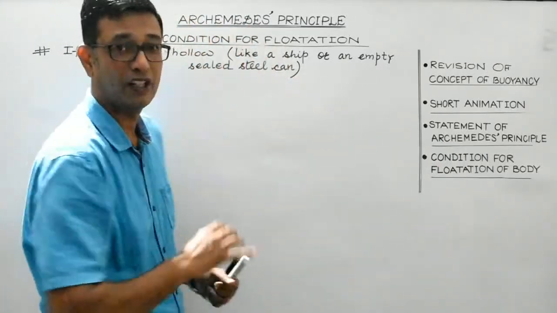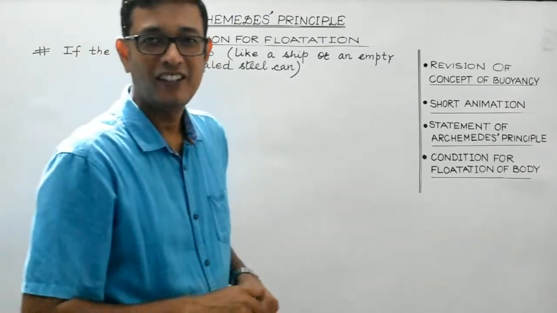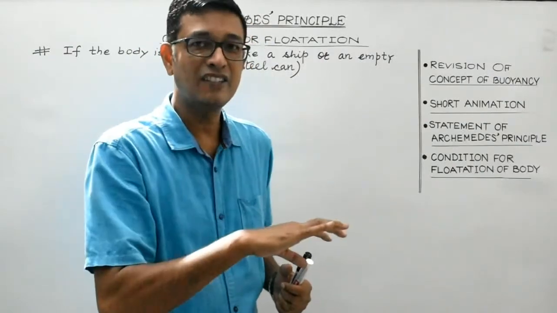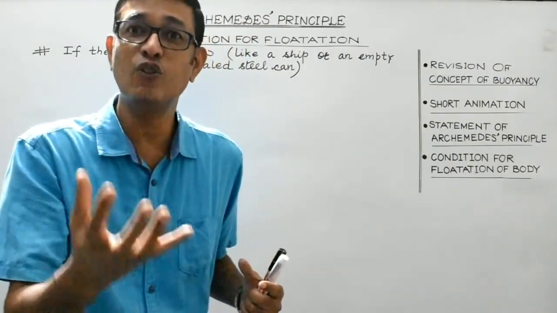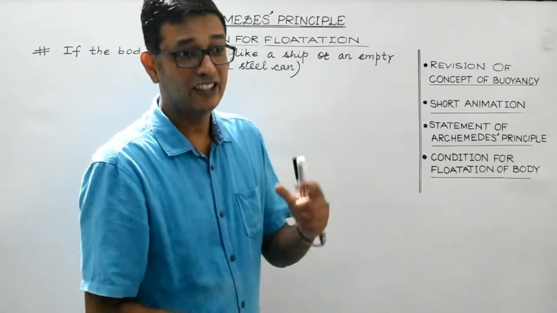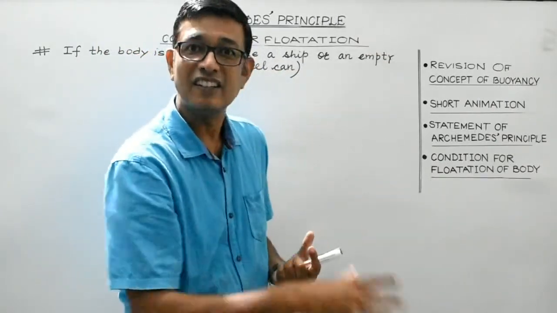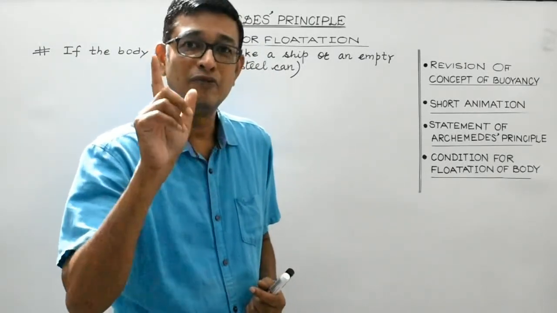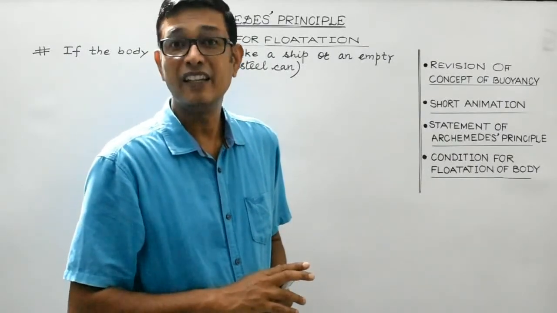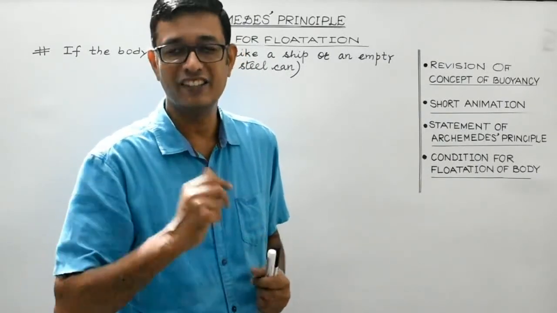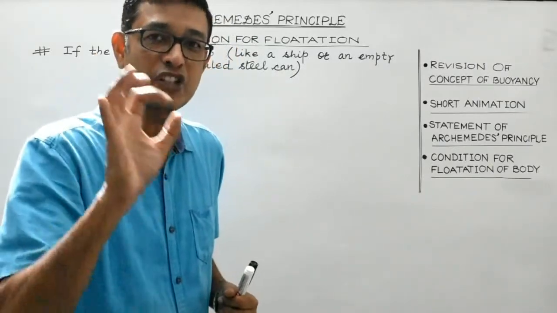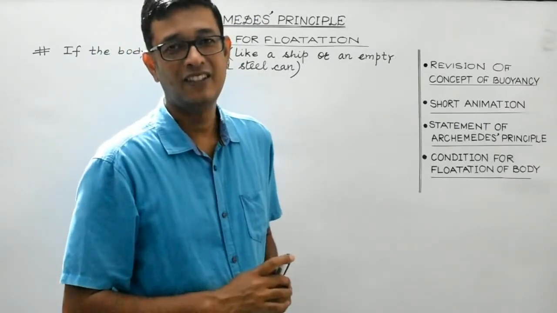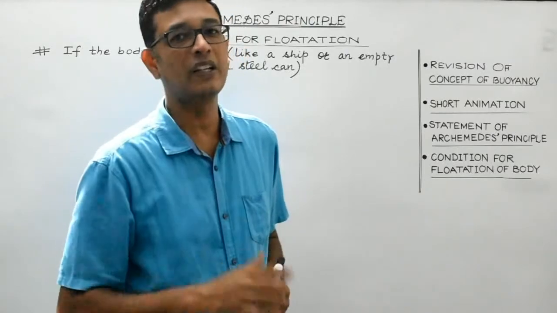Now look, ship, we are aware, ship is huge and it is made up of steel or iron, and the density of steel or iron is much greater as compared to the density of water. So density being greater, it should sink inside the water, isn't it? But most of the volume of this ship is hollow. It contains air. So the average density of the ship is found to be less than that of the density of water. So in such case, the average density is to be considered.